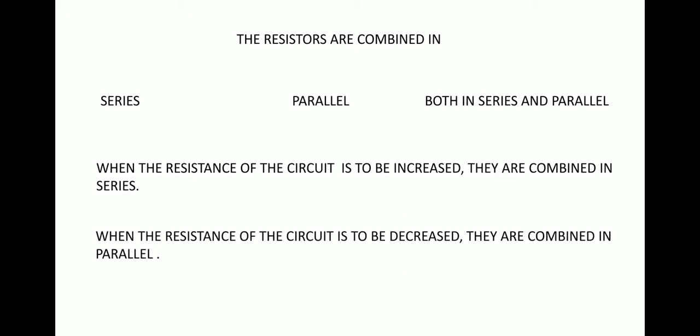First of all, they are combined in series. Secondly, they are combined in parallel. And thirdly, in both the ways, in series as well as parallel. The resistors are connected in these ways, series or parallel, or in both, for their specific purposes. When the resistance of the circuit is to be increased, they are combined in series. And when the resistance of the circuit is to be decreased, they are combined in parallel.